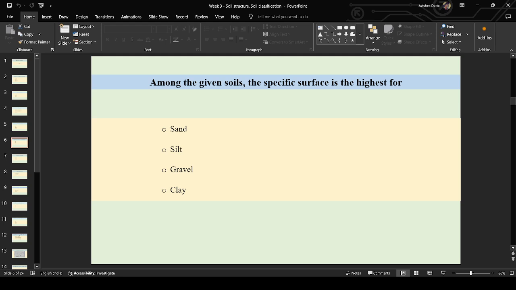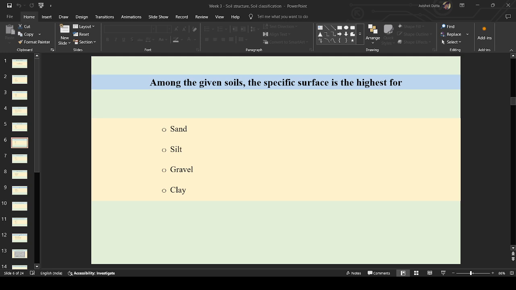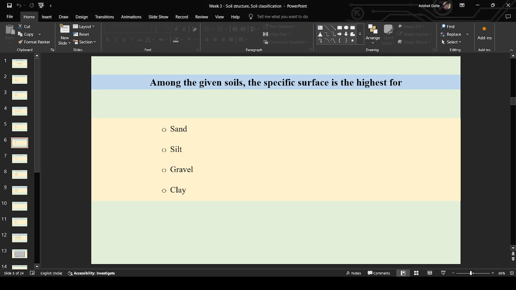This is the fifth question, I believe. The question was, among the given soils, the specific surface is the highest for. The options are sand, silt, gravel, or clay. I hope the question was clear. I'll go to the next question.